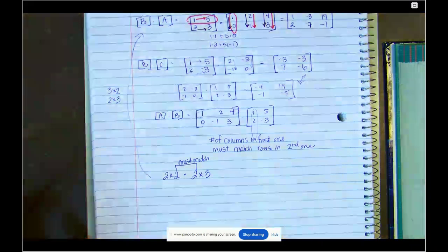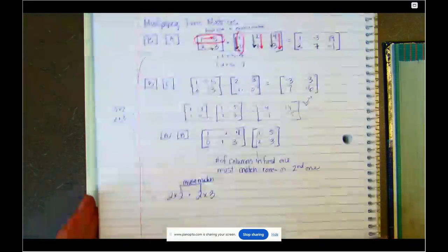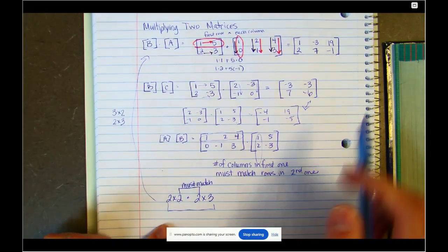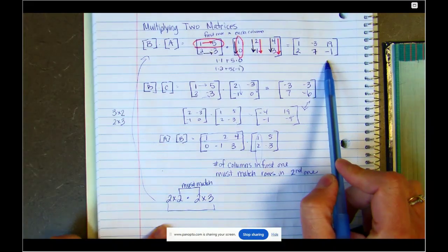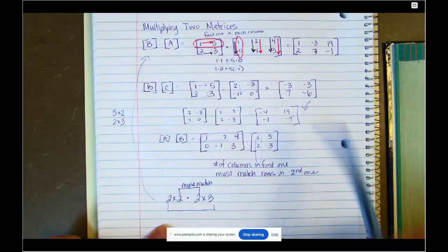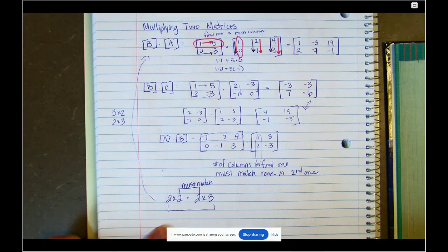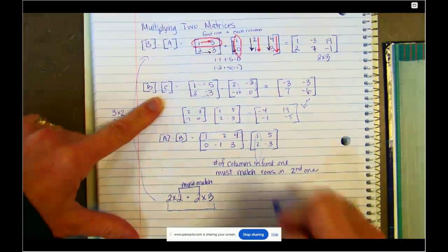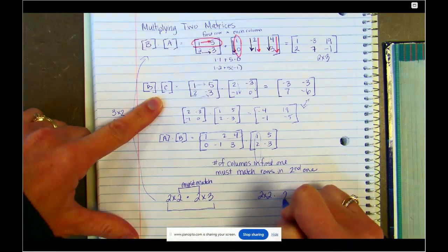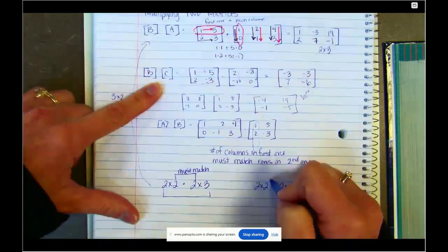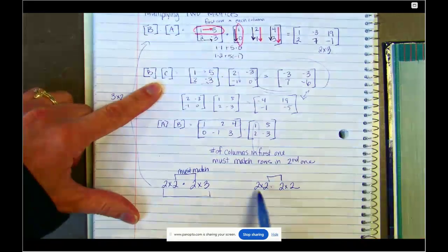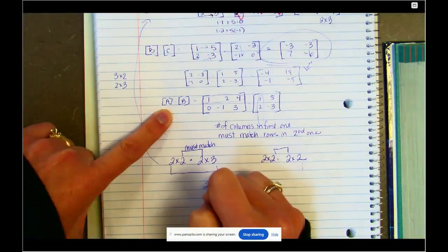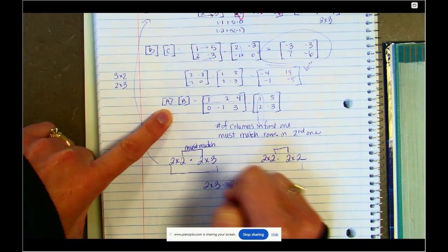Now, here's the other thing. This is a little bit fancy, but it's not super fancy. What's left over here gives you the dimensions of the answer. This answer is 2 by 3 because that is what's left over here. B and C worked because it was a 2 by 2 times a 2 by 2. These are the same, and the answer is a 2 by 2. A times B does not work because it's a 2 by 3 times a 2 by 2. Those two are not equal.